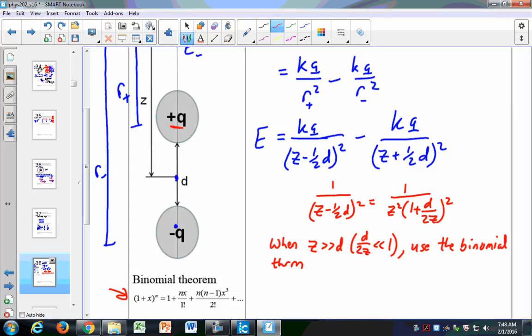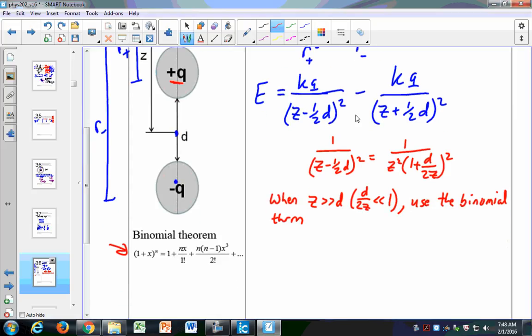And this is the binomial theorem. It says that (1 + x)^n is equal to 1 plus nx over 1 factorial plus n(n−1)x squared over 2 factorial, and so on. Of course, a factorial is just, for example, 3 factorial is 3 times 2 times 1. Okay? We're just going to use the first two terms of this.